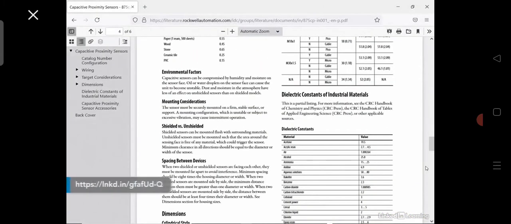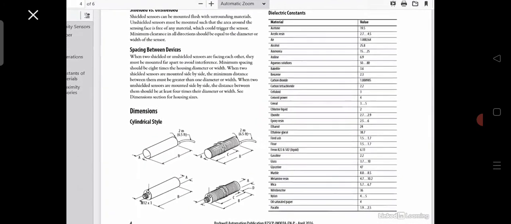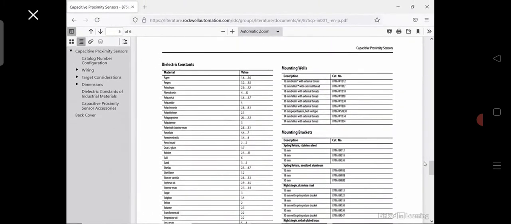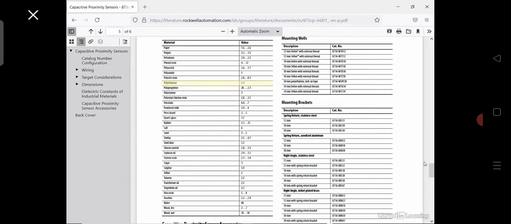This is a datasheet from Rockwell Automation for one of their capacitive proximity sensors. You can see here dielectric constants of some industrial materials. For example, glass is 3.7 to 10. Polyethylene, which is plastic, is 2.3, and water is 80.